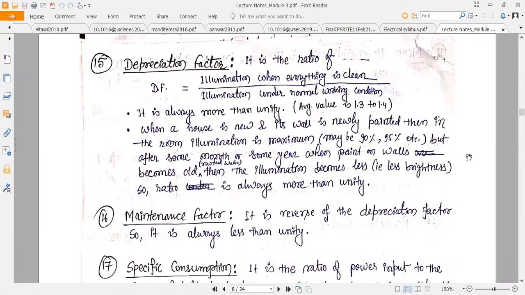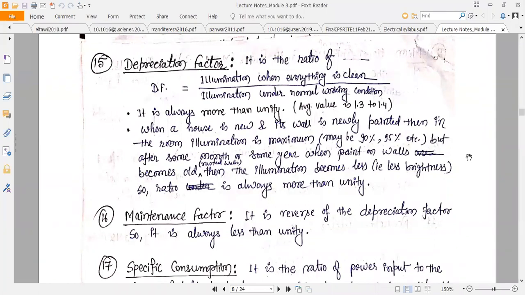कहने का क्या मतलब हुआ कि अगर एटमॉस्फेयर बिल्कुल ही क्लियर है, ठीक है, सपोज फॉगी वेदर नहीं है, विंटर सीजन में वेदर फॉगी नहीं है, बिल्कुल ही क्लियर है, तो उस वक्त इल्यूमिनेशन क्या होगा किसी लाइट सोर्स का? Illumination when everything is clear. Okay, and the illumination under the normal working condition. Under normal working condition winter season में थोड़ा बहुत फॉग रहेगा, ठीक है, उस वक्त illumination क्या है?